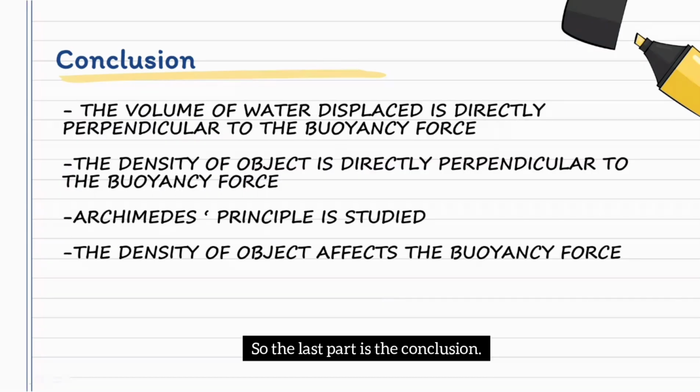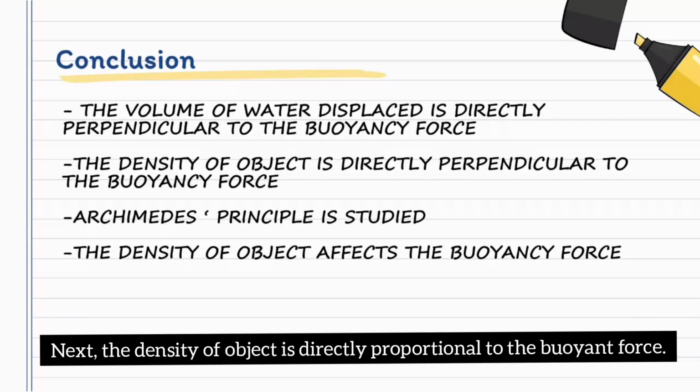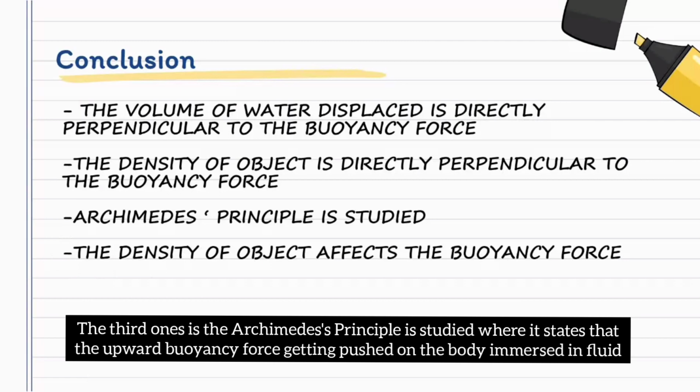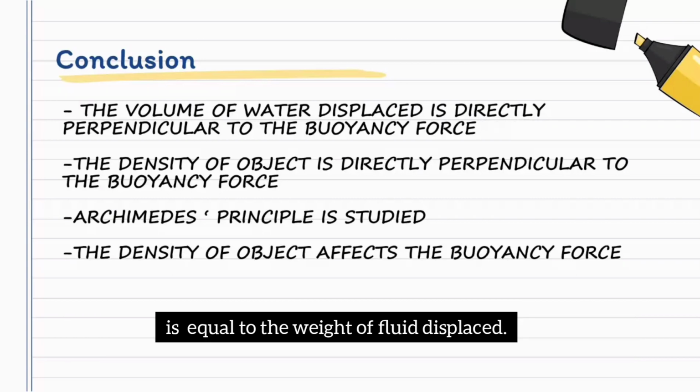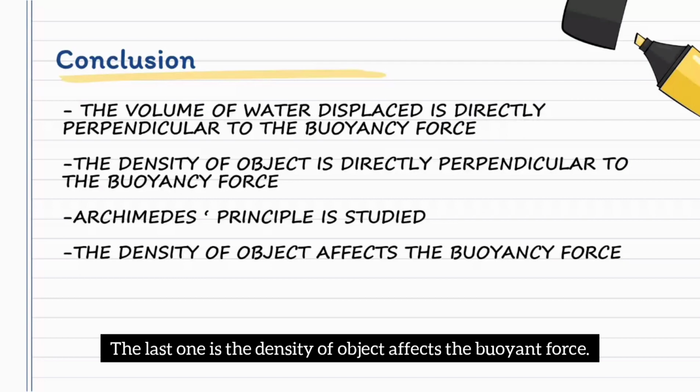So the last part is the conclusion. For the conclusion, we found out that the volume of water displaced is directly proportional to the buoyancy force. Next, the density of the object is directly proportional to the buoyancy force. The third one is that Archimedes' principle is studied, where it says that the upward buoyancy force pushed on a body immersed in fluid is equal to the weight of fluid that the object displaces. The last one is that the density of the object affects the buoyancy force.